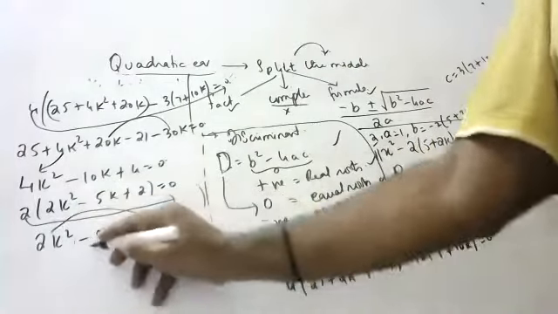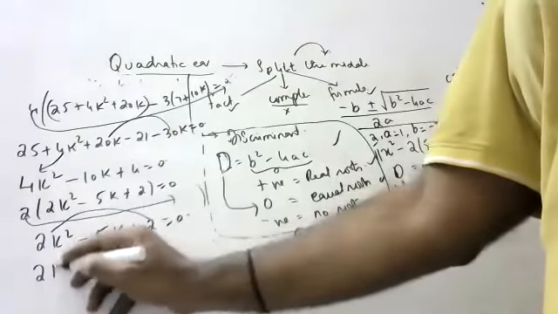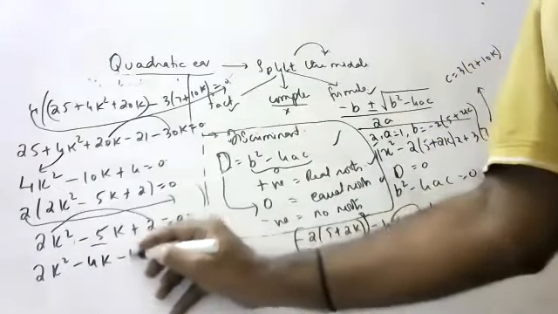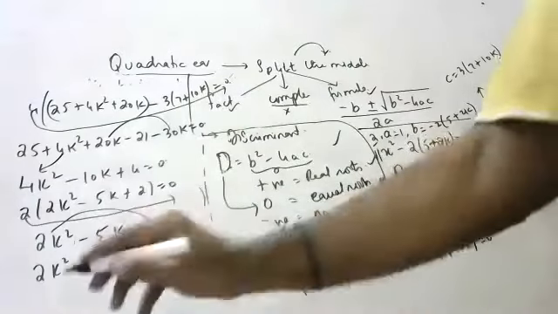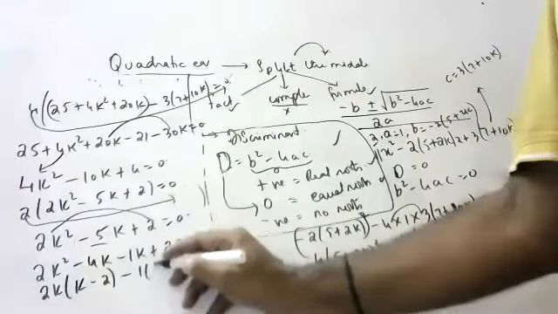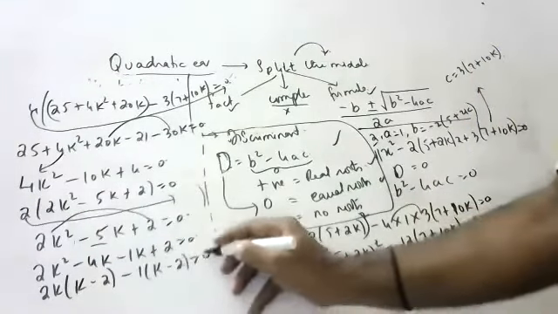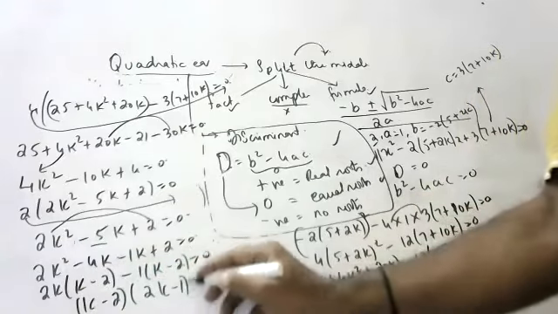Okay, children, 2k square minus 5k plus 2 is equal to 0. 2 into 2 we should get 4, the middle term 5. What are the factors? 4 and 1. Minus 4k minus 1k plus 2 is equal to 0. Like this sums will come in 3 marks, children. So 2k if you take common, k minus 2; minus 1 if you take common, k minus 2 is equal to 0.